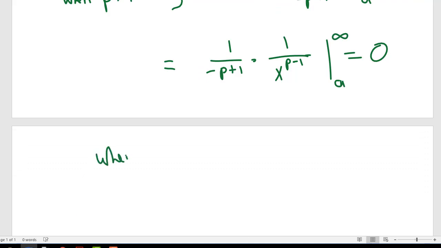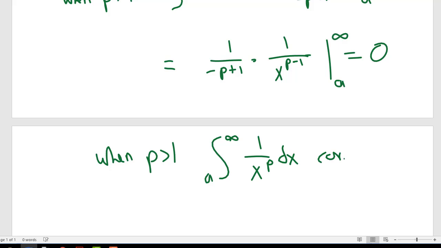When p is greater than 1, the integral from a to infinity converges. So that's true for any value of p, right? If p is 2, 1 over x squared from a to infinity converges. If p is 10, 1 over x to the 10th from a to infinity converges. Even if p is pi.